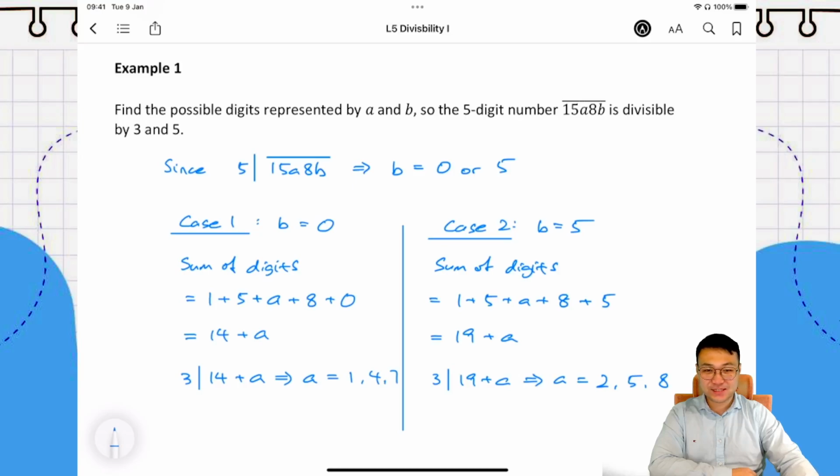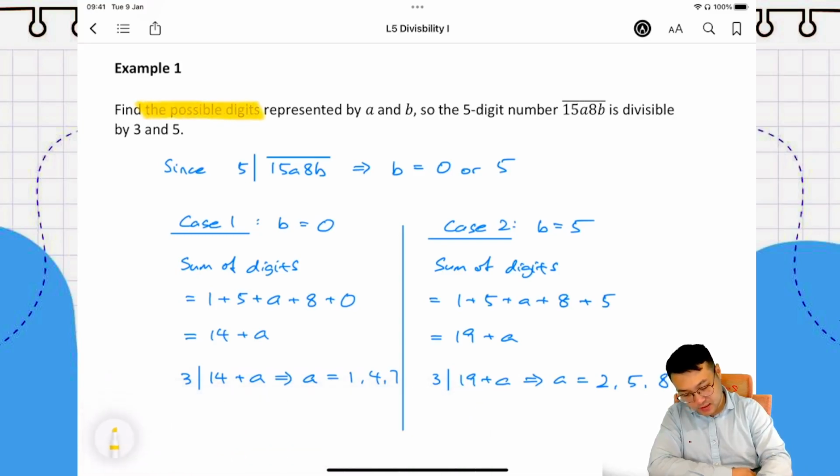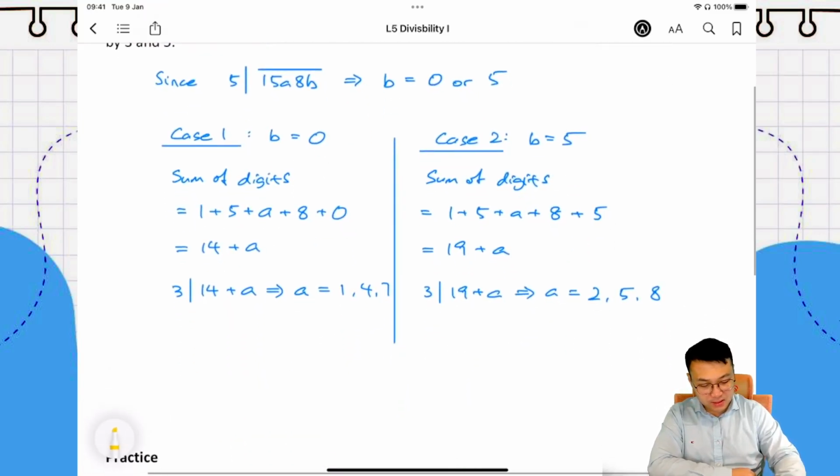Thank you, En. So students, can you see what we did here? First, you use common sense to know whether a number is divisible by 5. I mean, the rule for 5 is not one of our rules. We did not have this in our divisibility rules because it's too easy. You just need to end with a 0 or 5. So once you know that, you have case number 1 and case number 2. Each case has different outcomes. In case number 1, A can be 1, 4, 7. In case number 2, A can be 2, 5, or 8. So the question is asking you to find all the possible digits represented by A. So the possible digits are 1, 4, 7, 2, 5, 8, and there you go.